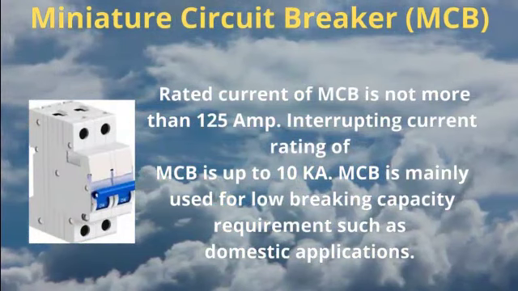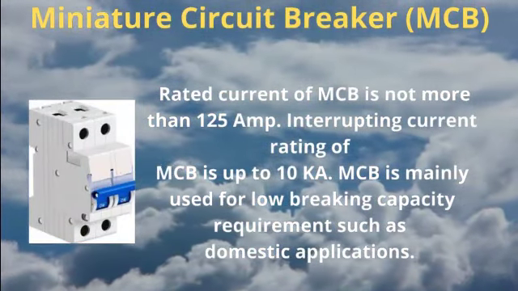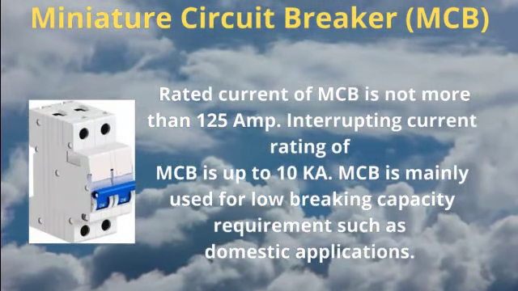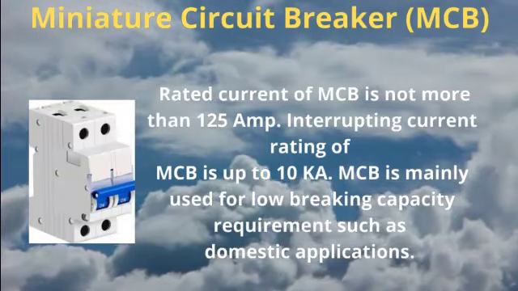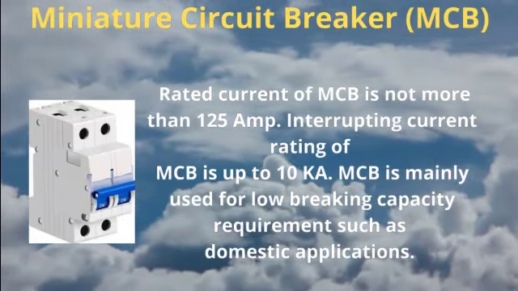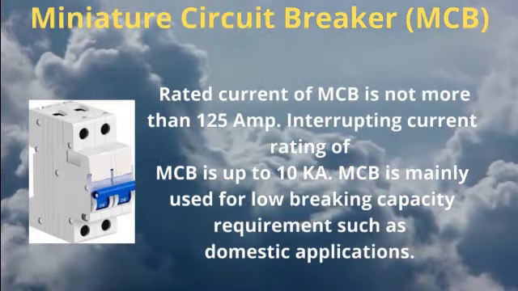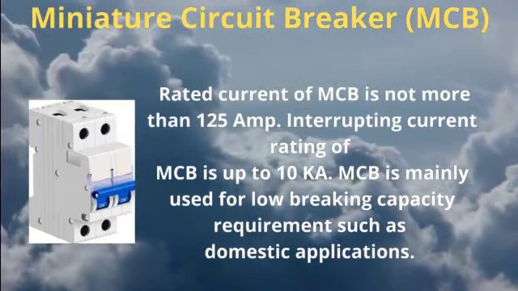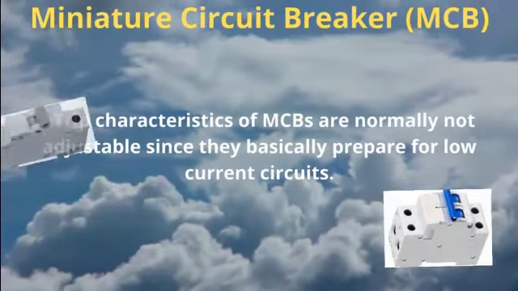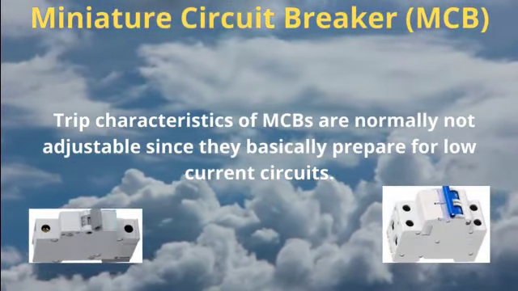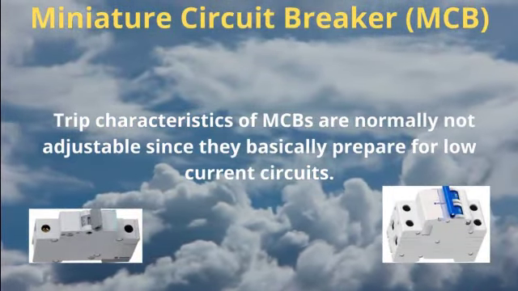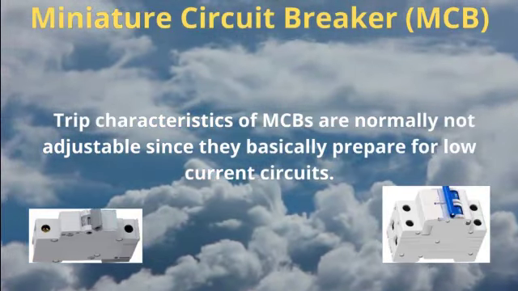The rated current of an MCB is not more than 125 amps. The interrupting current rating of an MCB is up to 10 kA. MCB is mainly used for low breaking capacity requirements such as domestic applications. Trip characteristics of MCBs are normally not adjustable since they are made for low current circuits.